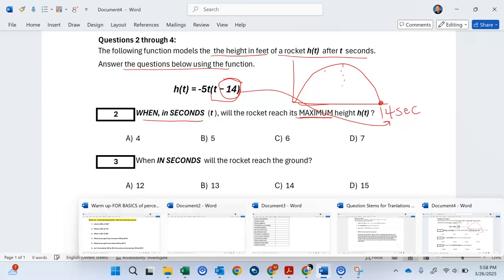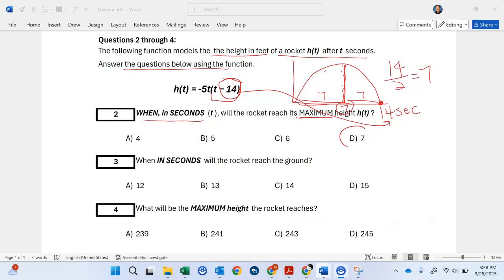So we go to the top. What is this, right? Well, it's going to be 14 divided by 2 equals 7, right? Same, 7, and then here to here, 7. So that means it's going to be 7, okay? This number here, 14 divided by 2, 7. So this is 7, this is 14. So that's that. And when in seconds will it reach the ground? Well, that's the 14 over here, right?